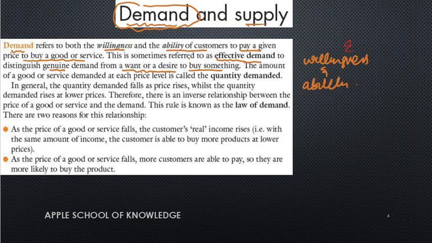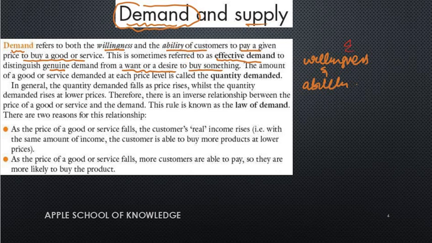If someone says, okay, I need an airplane, but he doesn't have money, then how can he purchase that airplane? So the supplier will not make a lot of airplanes because the person is just willing or has a desire for the particular product. So effective demand is the demand where the willingness and the ability both exist, right?